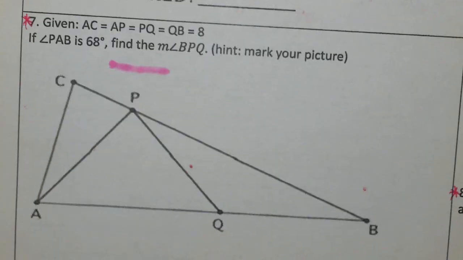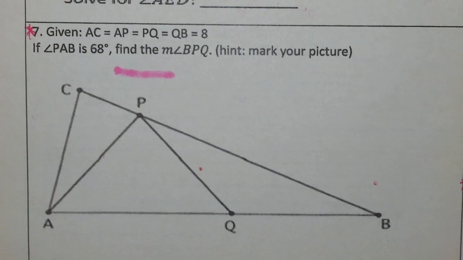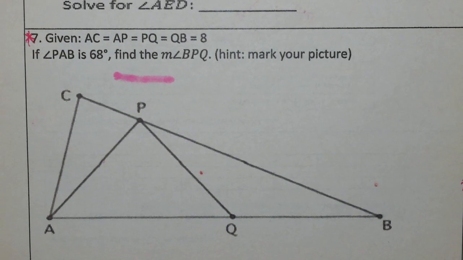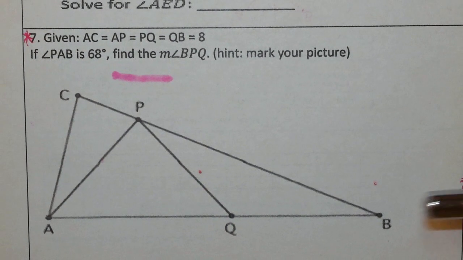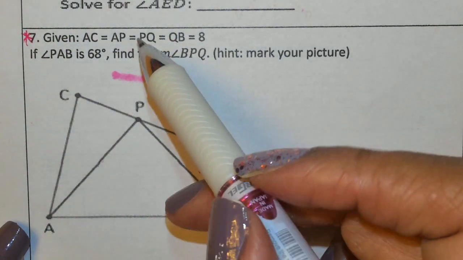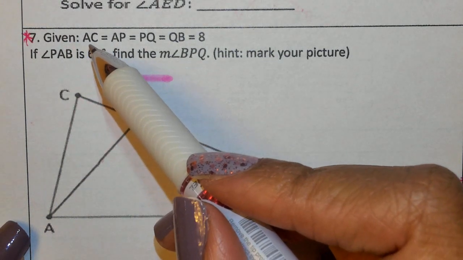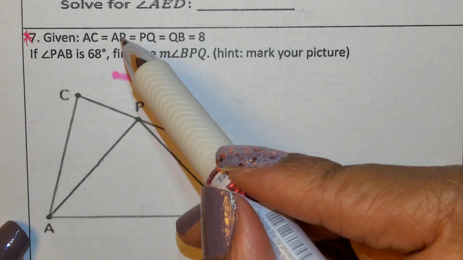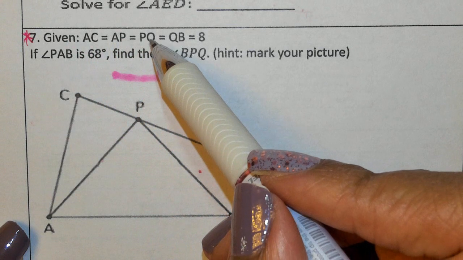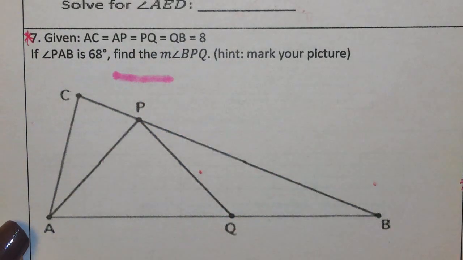All right. So on this one right here, this is a fun one, kind of like a puzzle. But once we put our puzzle together, you're going to see a lot of information that you already know. And we practice this during one of our Khan Academies as well. So we've got AC being congruent to AP being congruent to PQ, which is going to be congruent to QB, and all of these equal 8.